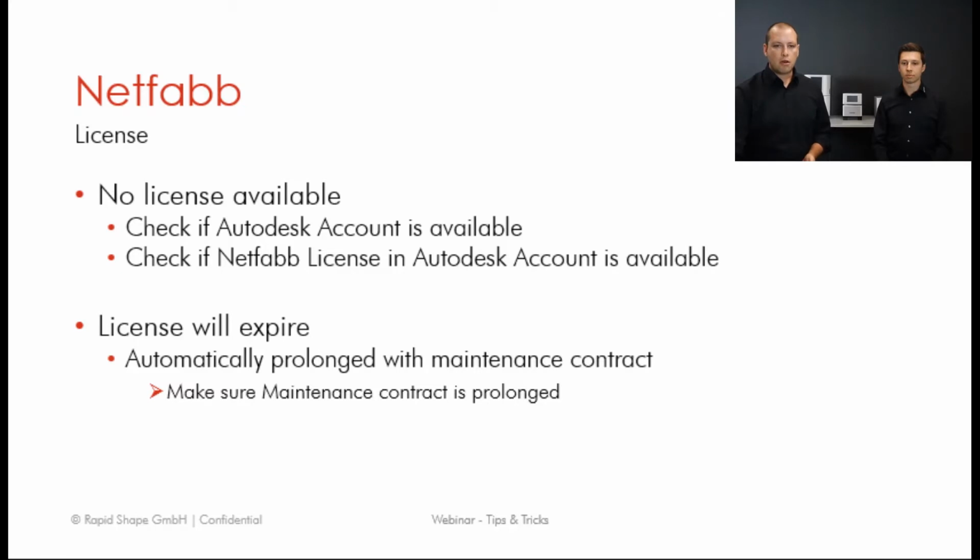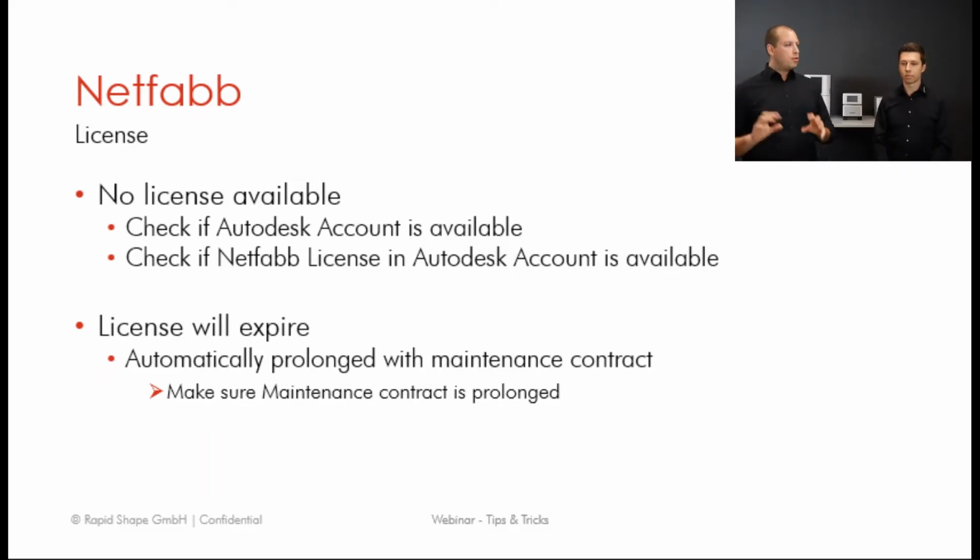Basically, if there's no license available, you need to go to Autodesk online and check if there's a license. You need to go into, I think it's product. Yes, we will show it on the next slide. It will actually display Netfabb being assigned to this account. If Netfabb is not visible here, then there is no Netfabb license assigned to this account. Okay, it's fairly straightforward in that sense.